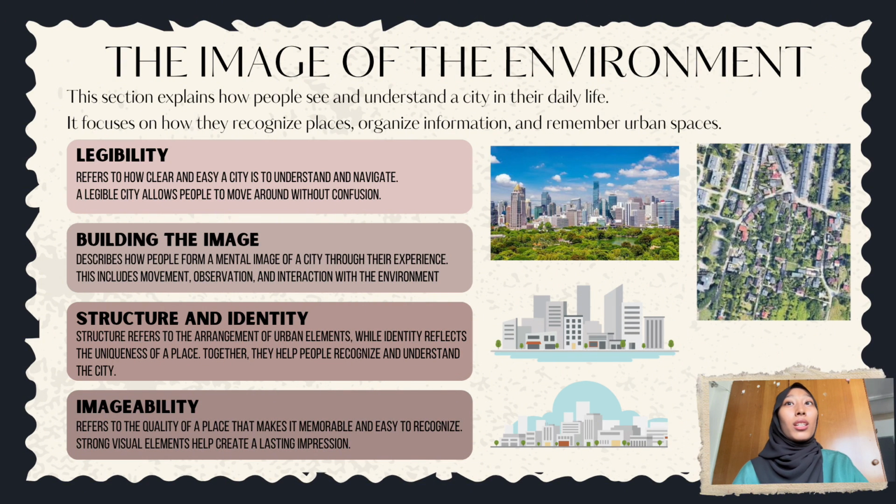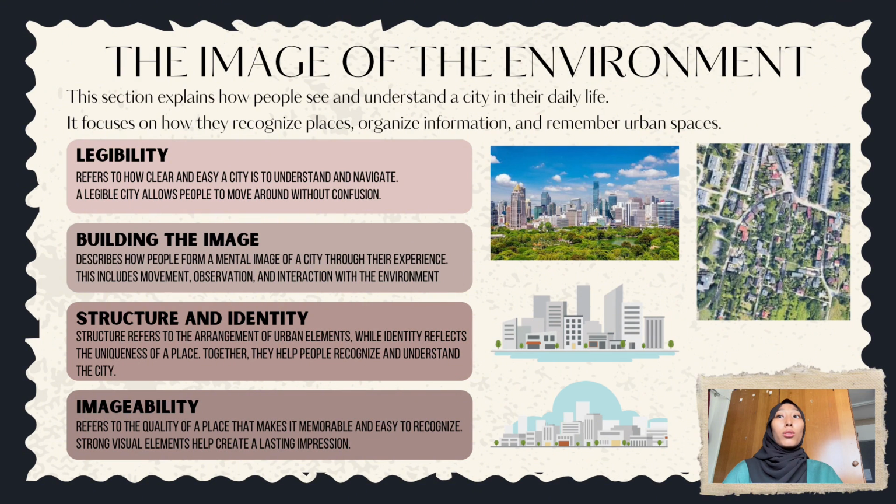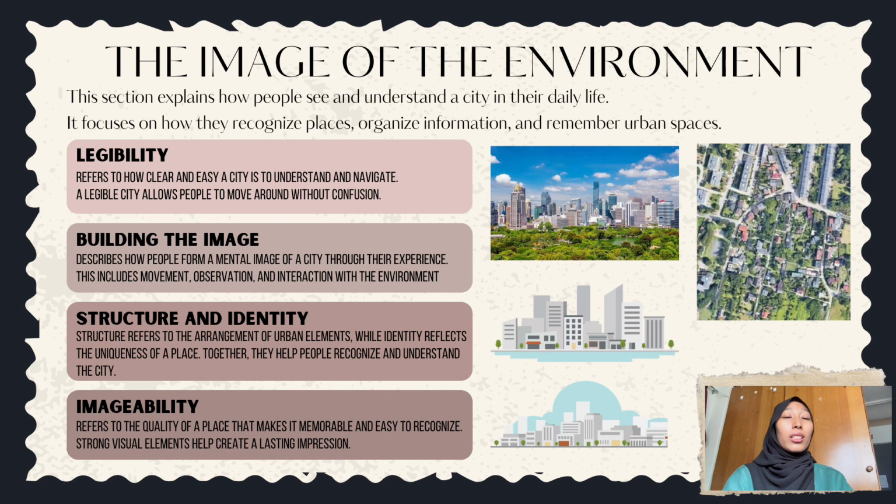Next is building the image. It describes how people form a mental image of the city through experience. This includes movement, observation, and interaction with the environment. Next is structure and identity. Structure refers to the arrangement of urban elements, while identity reflects the uniqueness of a place. Together, they help people recognize and understand the city. Last is imageability. It refers to the quality of a place that makes it memorable and easy to recognize. Strong visual elements help create a lasting impression.